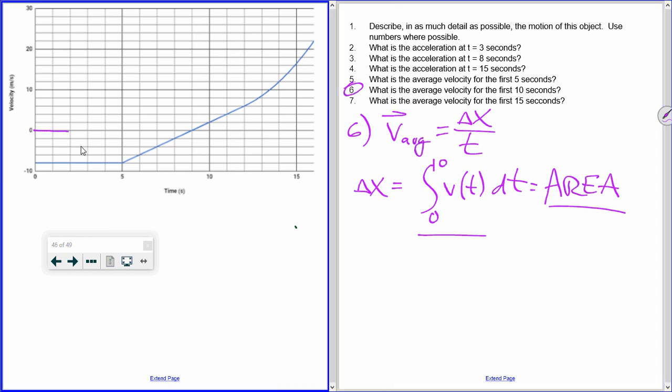So what I want is the area under the curve for the first 10 seconds. So here's my x-axis. Here's 10 seconds. So what I need to do is find this area, which is a negative, and then this teeny little positive bit, right? So do a little math to find that area. All right, so let's break it up into chunks. This chunk here has an area of -8 times 5, so that's -40.